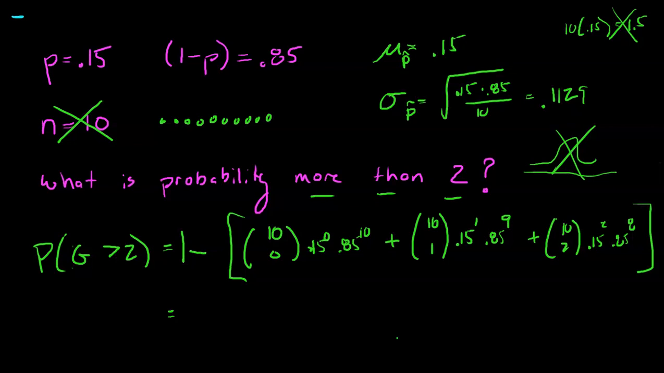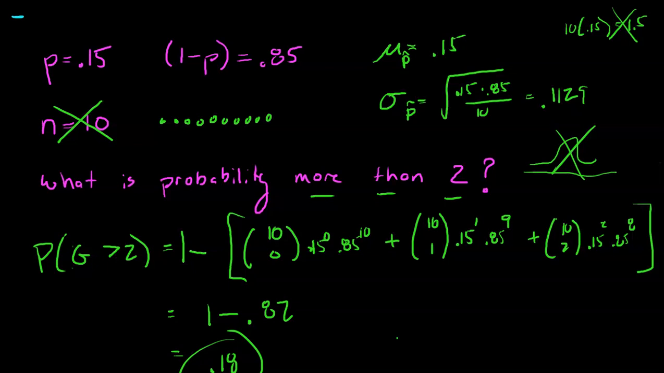A couple extra decimals there, but just for speed here, 0.82. But remember, that's what I don't want. So to get my final answer, I'm going to do 1 minus 0.82, which is 0.18. So it's an 18% chance that if you got 10 jelly beans, that more than 2 of them will be green. So the point of this problem is not to reteach you all the binomial model, because if you don't know the binomial model, you probably have no idea what I just did.